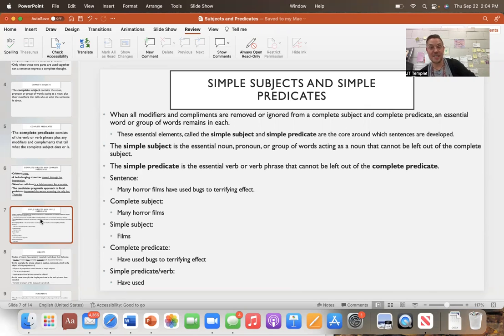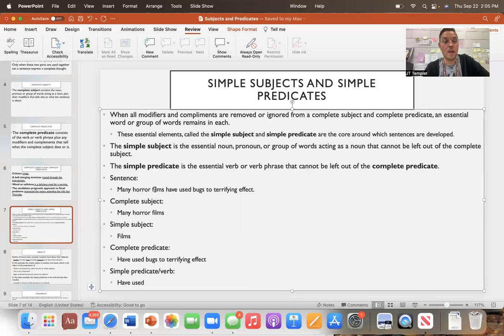The simple subject is the simple noun or pronoun or group of words acting as a noun that cannot be left out of the complete subject, and the simple predicate is the same but with the verb. So for instance, if I have the sentence, many horror films have used bugs to terrifying effect, and we break the sentence in half like we have been doing, the complete subject is many horror films. What have they done? They have used bugs to terrifying effect.